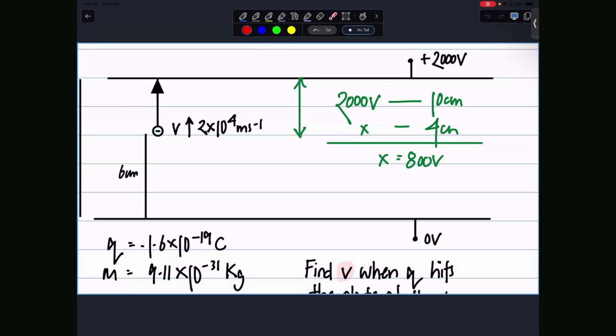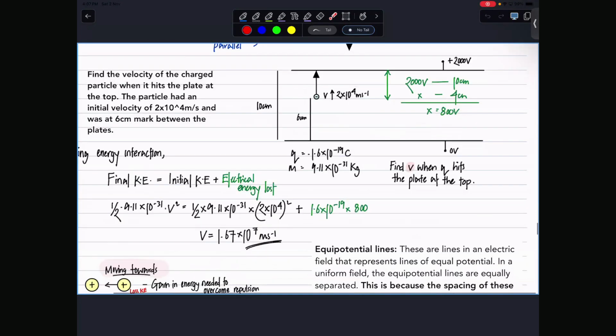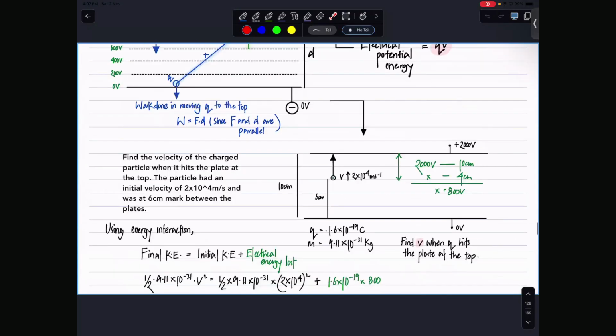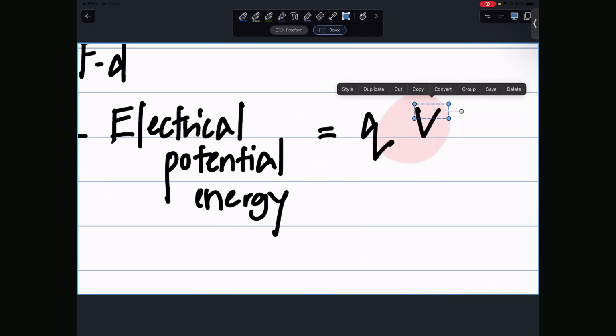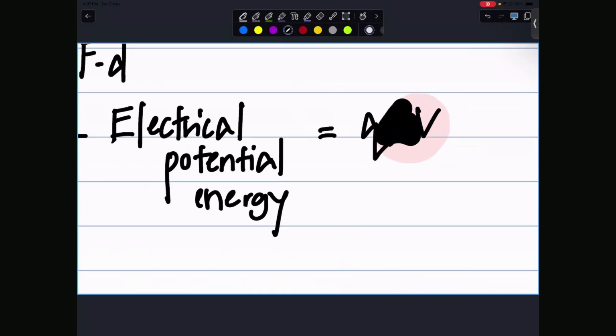Also, there's this very underrated equation that you will have to use, which is QV. This is still going to be very helpful here. If you want to find the amount of energy needed, you multiply the charge with V. Just a heads up, the V that you see here is actually what V? Delta V. Change in potential. So how much change is taking place? Clear?